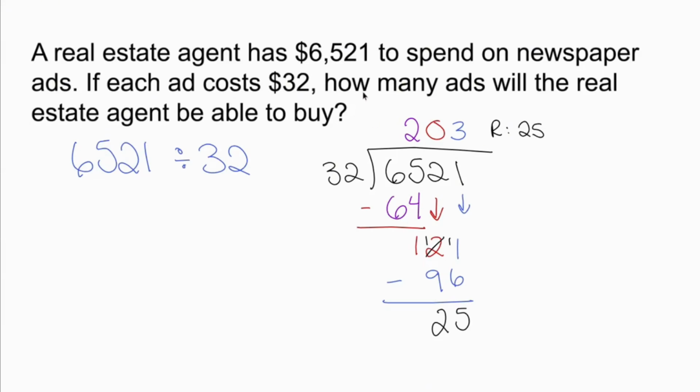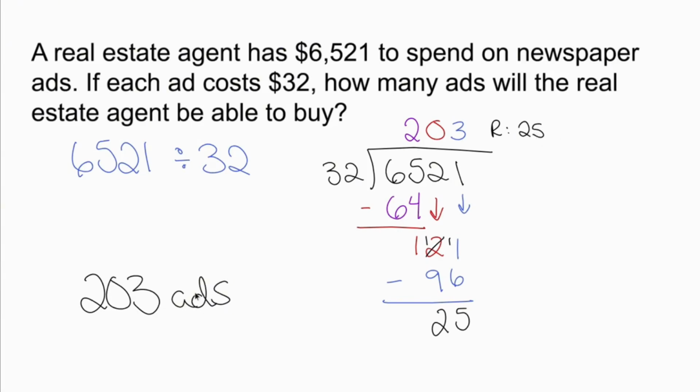So, in other words, if I split $6,521 over 32 ads, I'm going to have 203 with a remainder of 25. So what this means is this person can buy 203 ads. Now, if you're like, oh, well, what does the remainder mean?